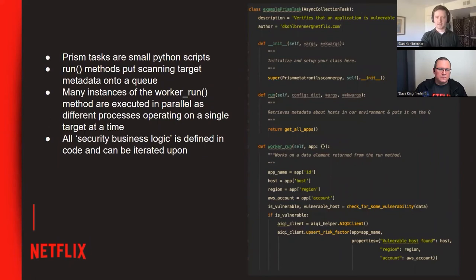So what does this actually look like in code? Prism tasks are effectively just Python scripts, and relatively small and simple ones at that. They're a class which has a run method which puts all the scanning targets onto a queue. We provide a Python library that allows you to easily get every single app in our infrastructure, and it returns IP addresses and host names for every app. Similarly, there's a worker run method, which is executed in parallel as different processes spread across auto-scaling groups, operating on a single target at a time, performing a scan, and then writing the results of that back to Asset Inventory. One of the benefits of this approach is that all the security business logic is defined as code and can then be iterated on as new information comes to light.